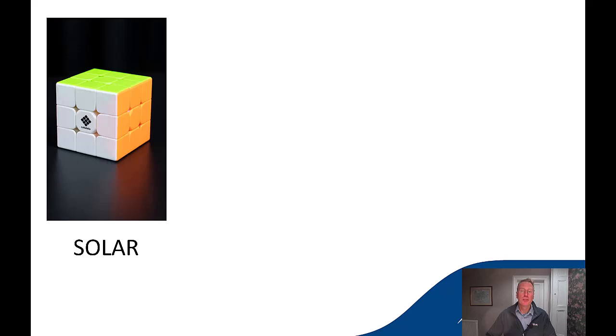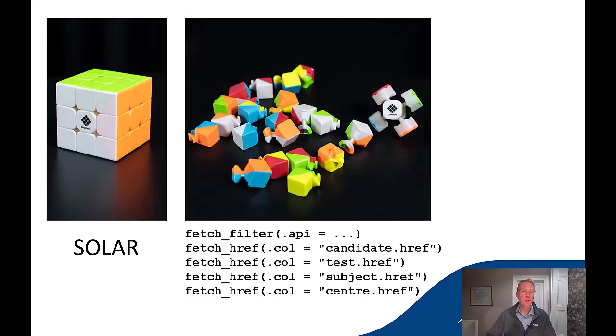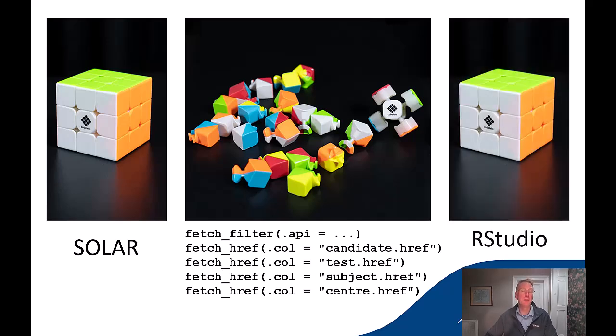We move on. So all the data currently within Surpass is very well organized, as pictured by this picture of a Rubik's Cube. But when we fetch it, it's going to come to us in lots of different bits. We have to separately fetch candidate data, test data, subject data, and center data, and then we have to reassemble it back in our studio into a coherent data set. So we're just going to briefly show how that's done.